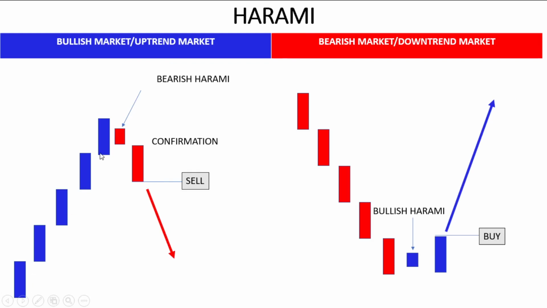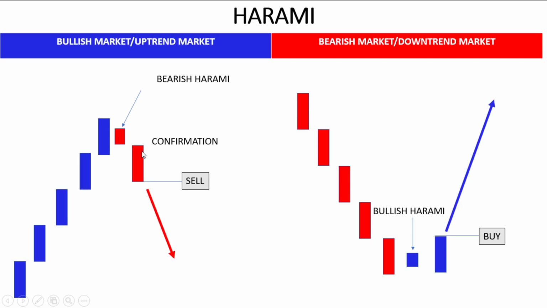On a bullish market, we want to see this candle being printed either with wicks or without wicks. It doesn't matter. But we want to see it within this candle. We like to call it a pregnant woman. See a tummy here? A pregnant woman. And then wait for confirmation, take your trade.